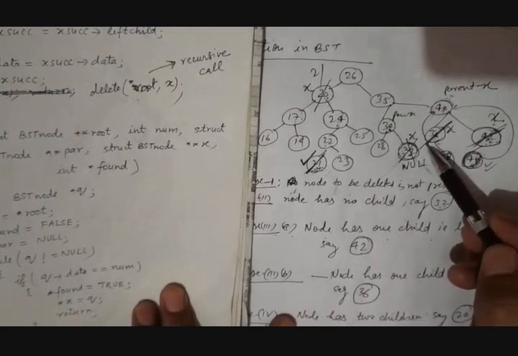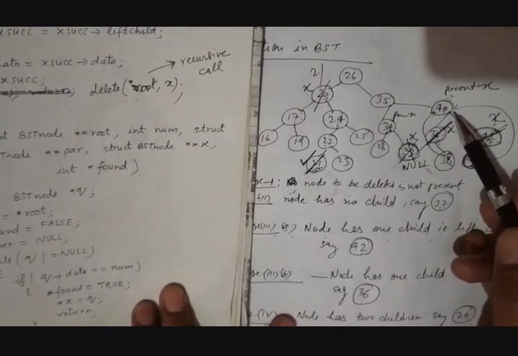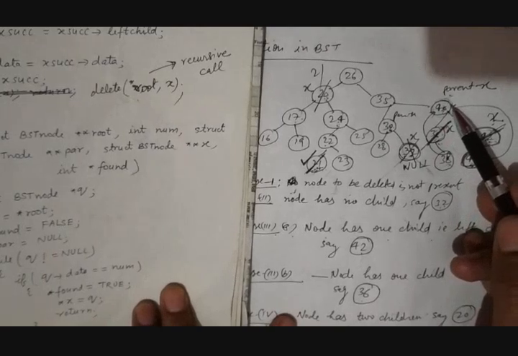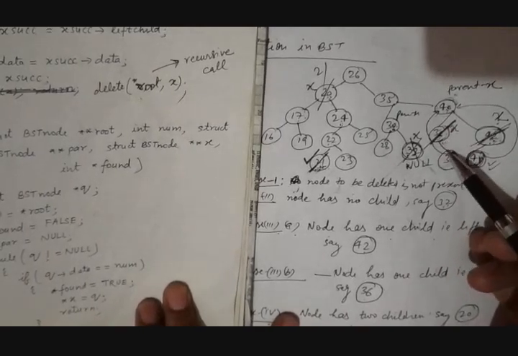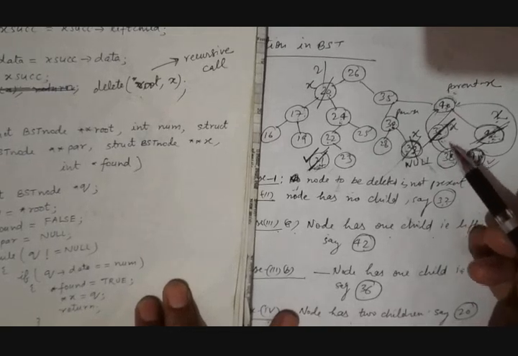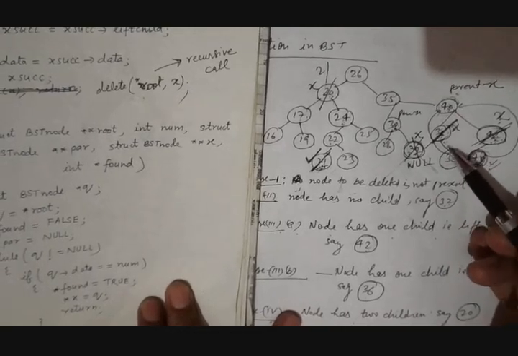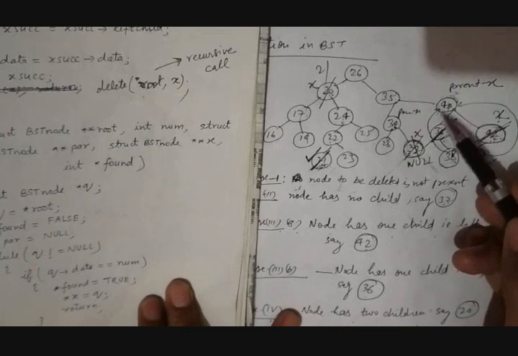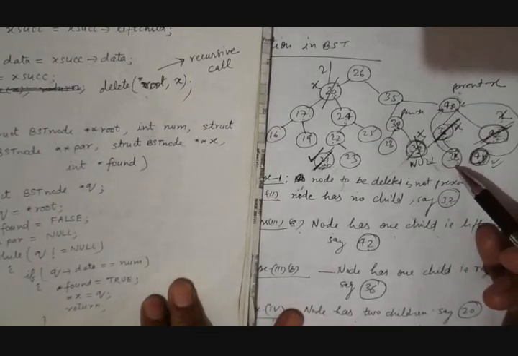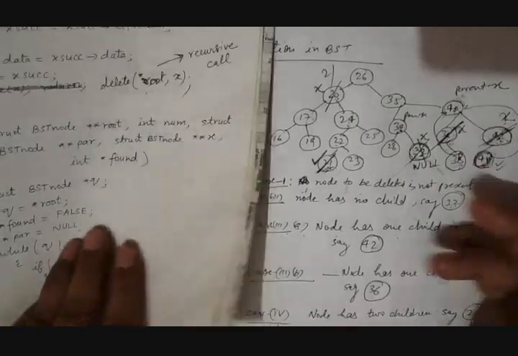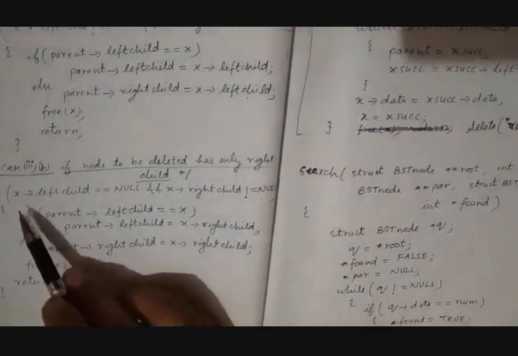So what you will do, you will simply delete X. Since X is the left child of the parent of X, the right child of X will become the left child of its parent. So the parent of X's left child will be equal to 38. So this is what we have written in this code.